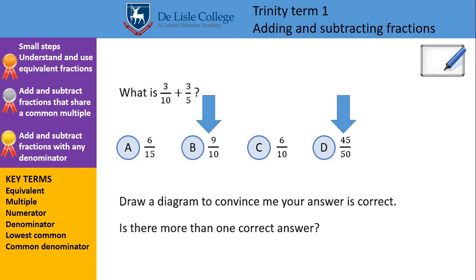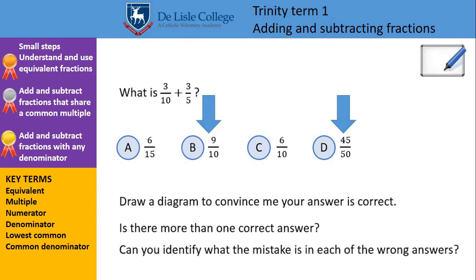Now the other 2 are wrong. A, I believe they've just simply added the numerators, 3 plus 3, and then they've added the denominators, 10 and 5. 6 over 15, so that would be wrong. C, 6 over 10, they may have recognised that the common denominator should be 10, but then they forgot to do the equivalent fraction. 3 over 5 goes to 6 over 10 itself before you then add the 3 over 10. That's a very, very common error, is not to do your equivalent fractions. You've got to make sure if you change the denominator, you turn it into an equivalent fraction.